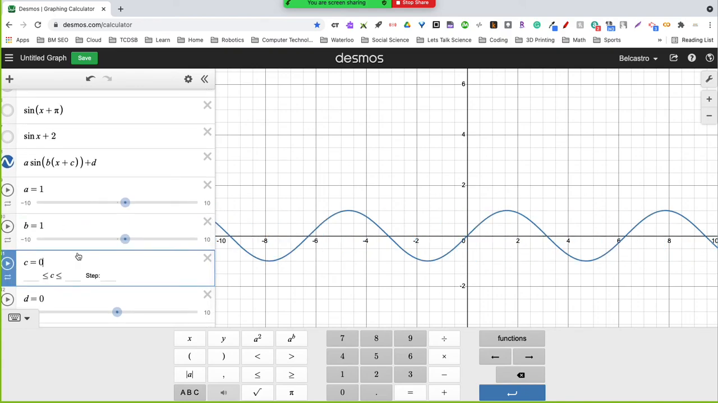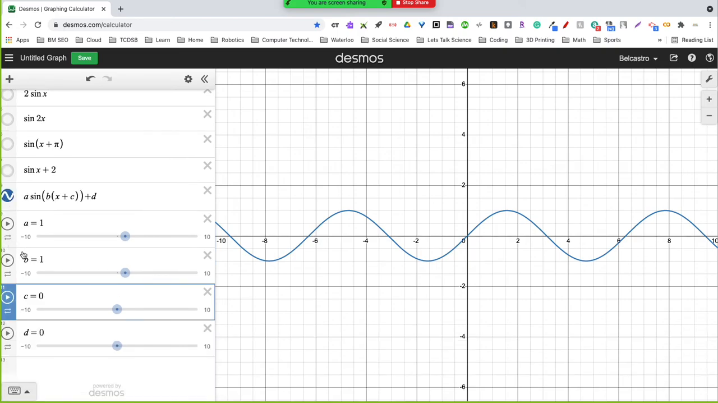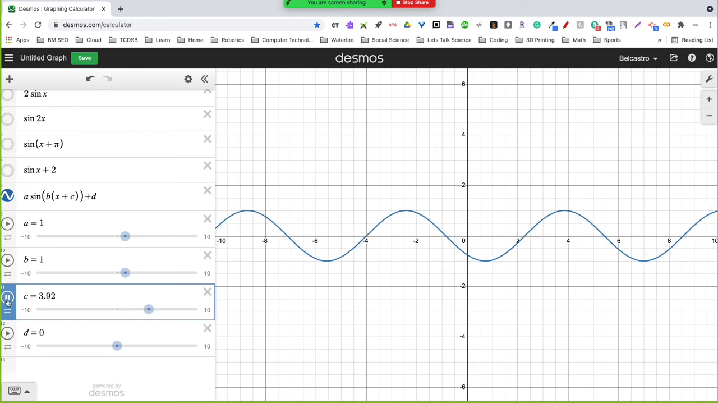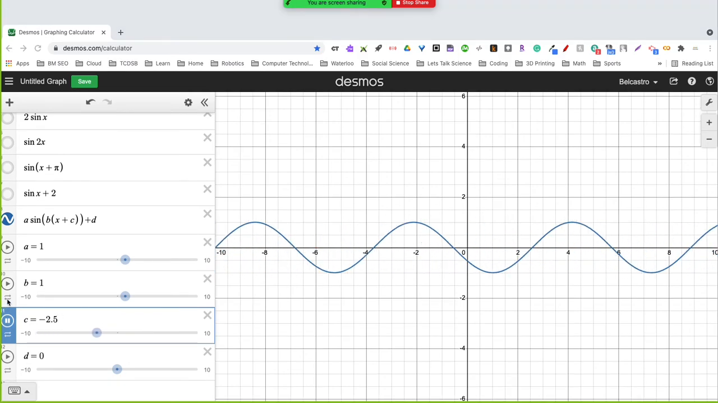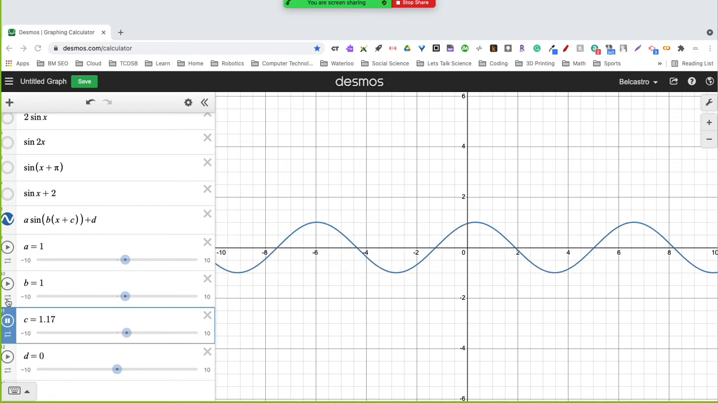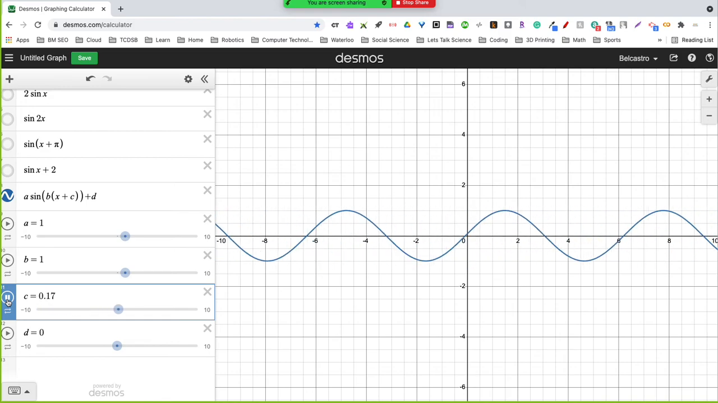C value has to do with horizontal shifting, sorry, not phase shift, horizontal shifting of it. So you notice it's going to go to the left, and then it's going to go back to the right. Okay, so back to the left and back to the right. So that's all this function is doing, one way to the other. As you increase or decrease that number, it just moves it along the x-axis, okay?